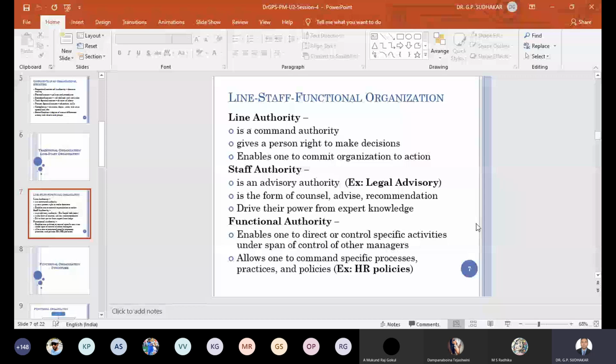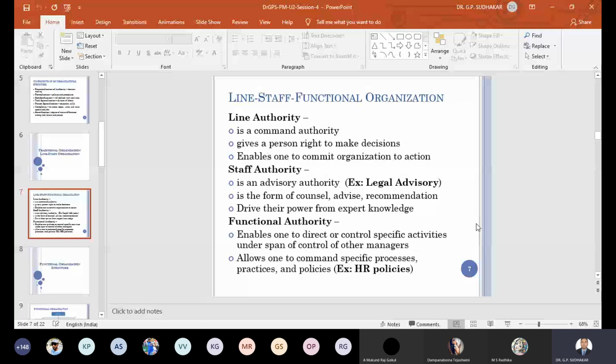What is the line organization? It is a command authority. It gives a person authority to take decisions. It also enables someone to commit the organization to execute certain tasks, for example to execute a project or certain organizational tasks. It gives that authority to a person. That is called line organization, right?